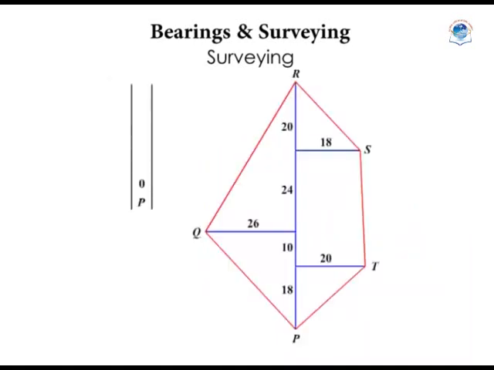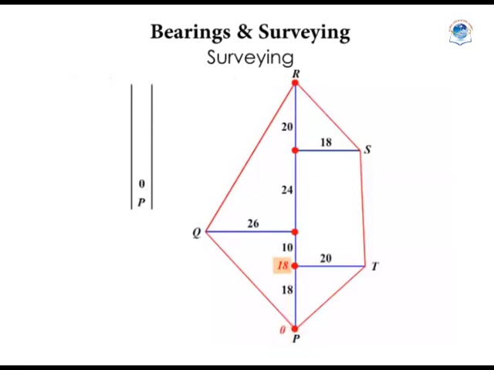Another example. In this case, we will need to complete the field book entry. We have a sketch and we are working backwards now. This line here is the baseline, from P to R. These are the junction points. P is the point at 0. From 0, we move up 18 meters.